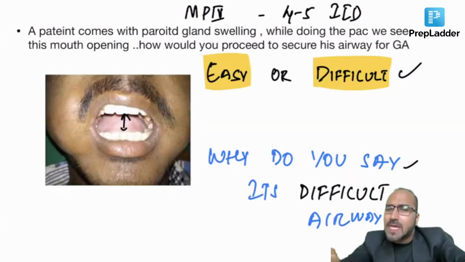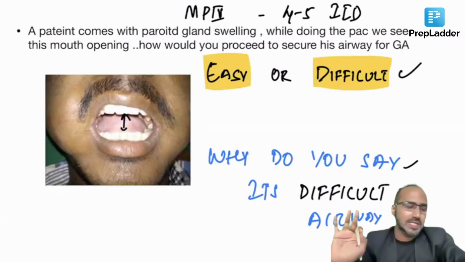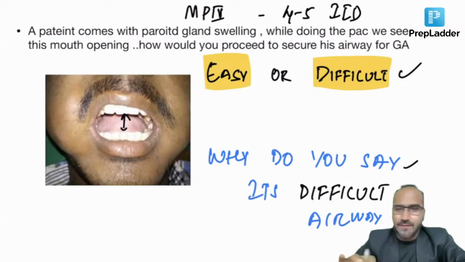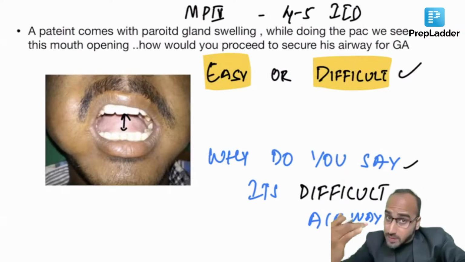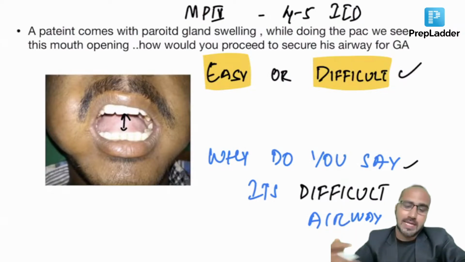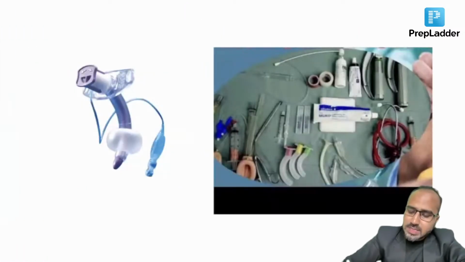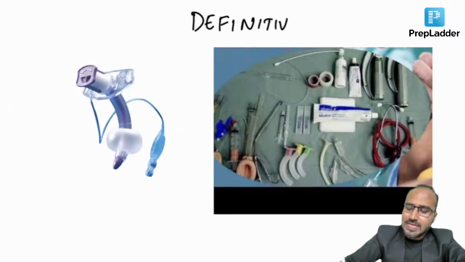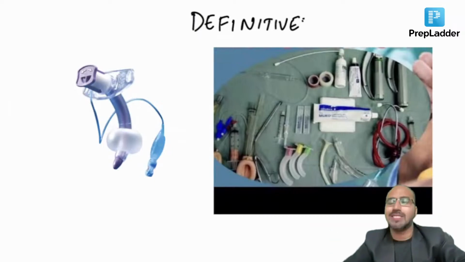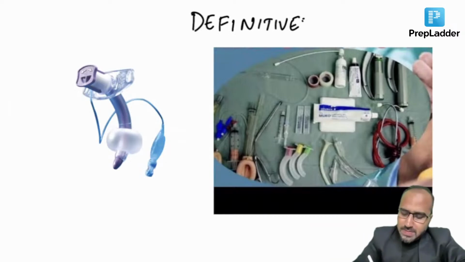Can you intubate the patient orally, guys? That's my question. Definitive is always tracheostomy, but for this patient who's having parotid gland swelling, can you go for orotracheal intubation? Remember, tracheostomy is the definitive management when a patient is having a restricted mouth opening and requires general anesthesia, but not the best one, guys. Okay? In tracheostomy, remember, this is the tracheostomy tube that we normally use.